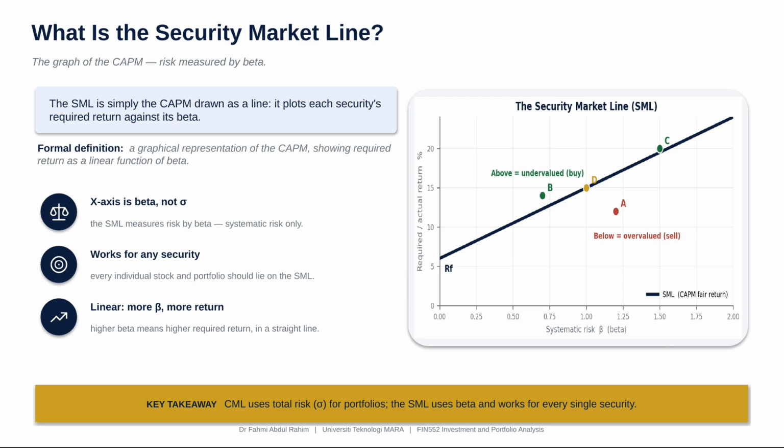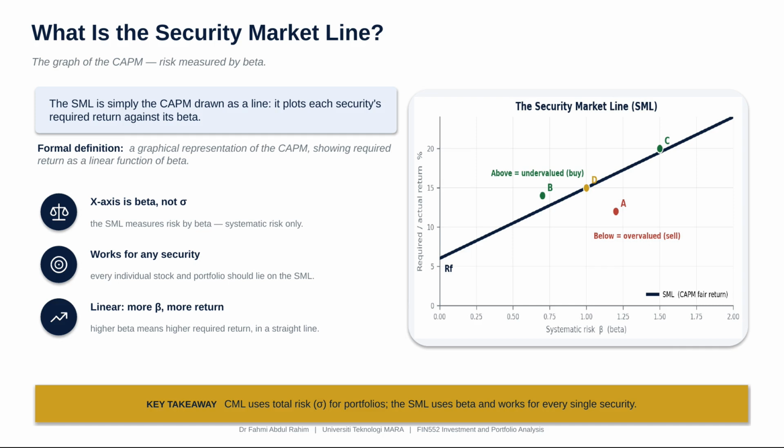So what is the security market line, the SML? The simplest way to understand it, in the blue box, is that the SML is just the CAPM formula drawn as a graph. It plots each security's required return against its beta. The formal definition: a graphical representation of the CAPM showing required return as a linear function of beta. Three features distinguish it on the left, and look at the graph on the right as I explain.